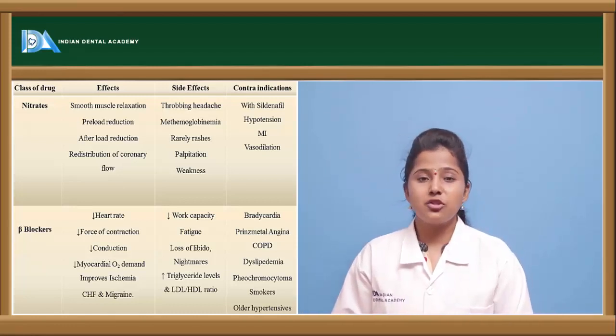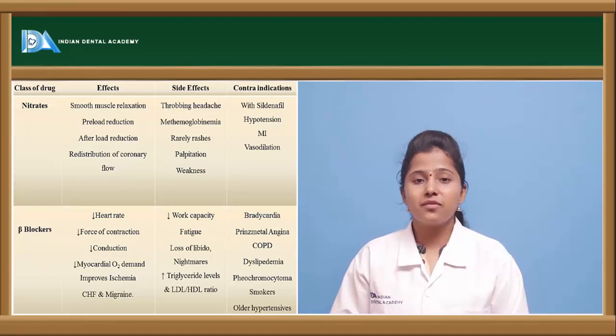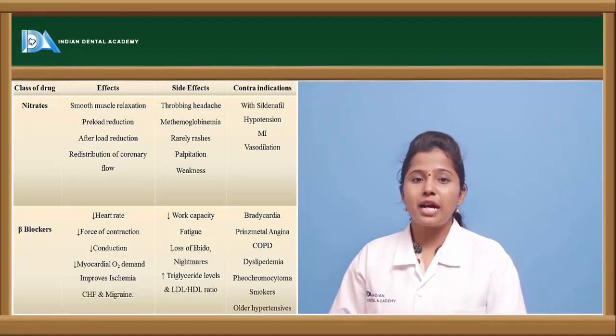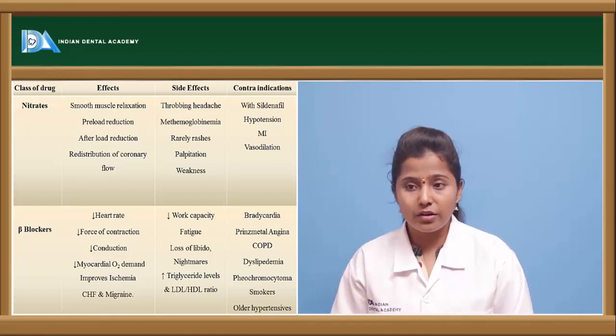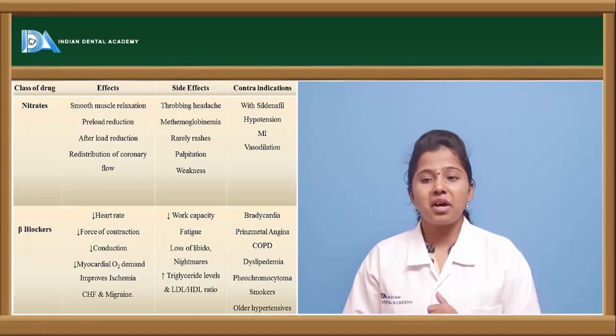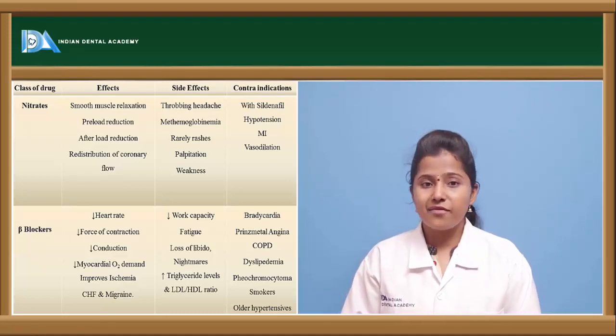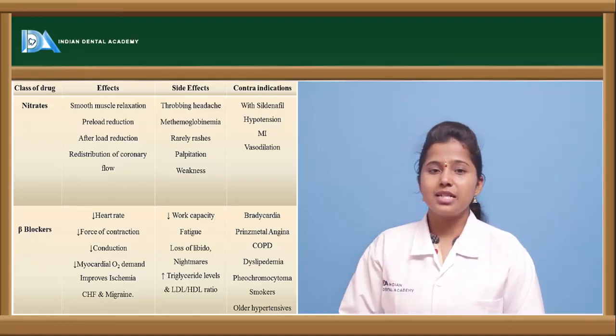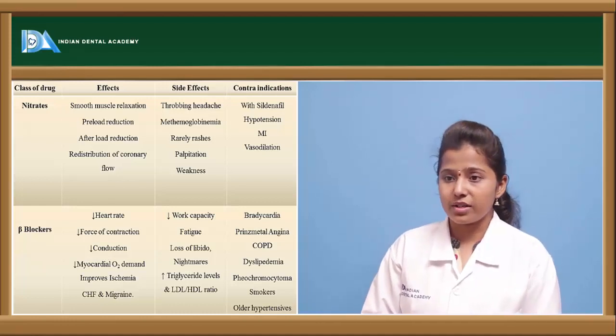And improves ischemia. Ischemia is a condition where myocardial tissue gets damaged. So this myocardial tissue damage can be improved by beta blocking drugs. And CHF, that is congestive heart failure, and migraine. So these are few of the effects which are caused by the beta blocking drugs. And side effects. Let us see the side effects of these beta blocking drugs.